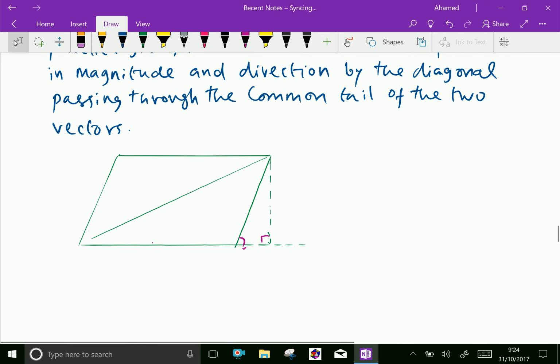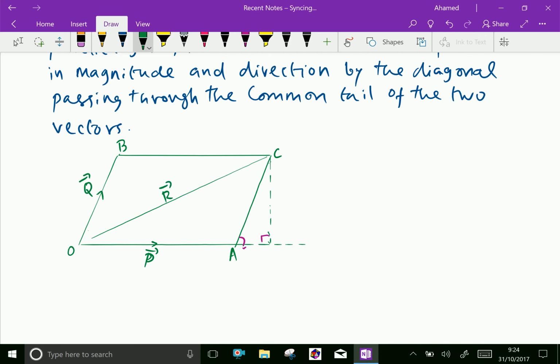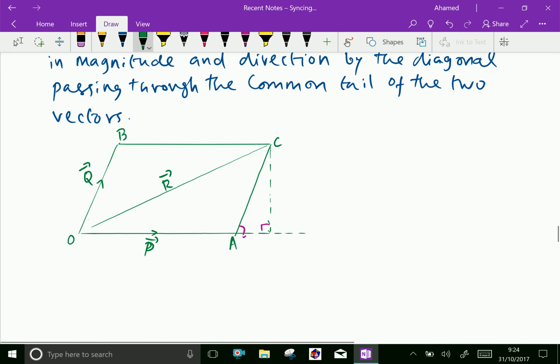Here, let O, OA and OB be two vectors and C is the endpoint of the resultant vector. Now OA is vector P and OB is vector Q, and the resultant of these two vectors is vector R. Now from C, drop a perpendicular to the base OA, meeting at 90 degrees. Here we name it D.